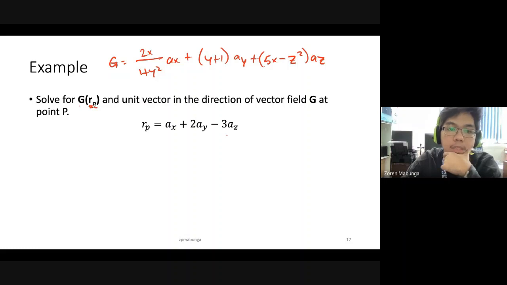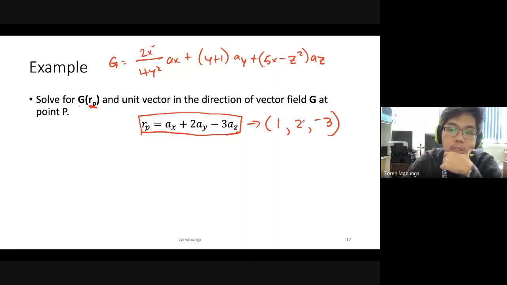So, pag pinahanap sa atin yung vector field G with respect to position vector RP, papalitan lang natin lahat ng x, y, and z dito sa equation nung point nagre-represent dito sa vector. So, ang first step mo, kunin mo yung points na nagre-represent dito sa position vector, which is 1, 2, and negative 3. Once na nakuha mo na yung mga points, i-substitute mo na siya dun sa mga variable x, y, then z.